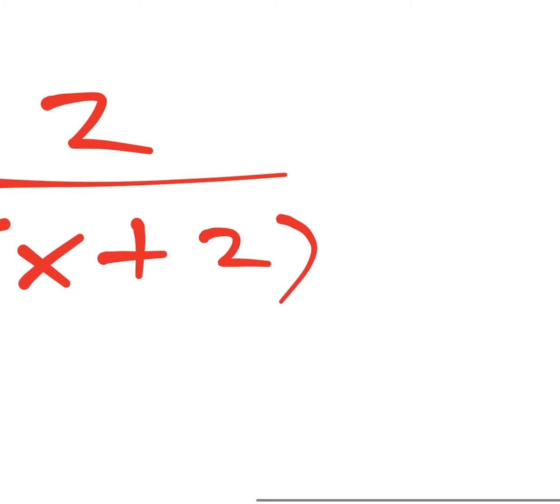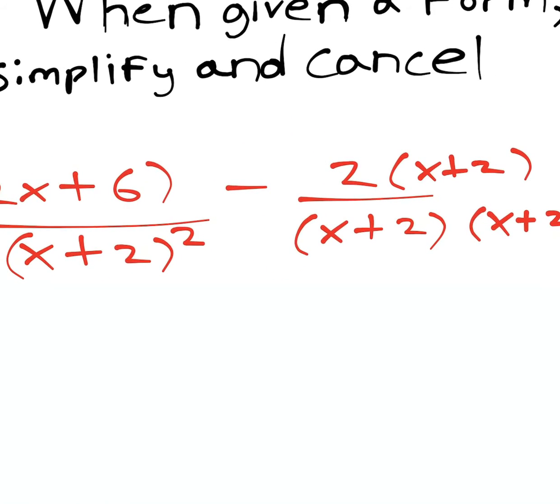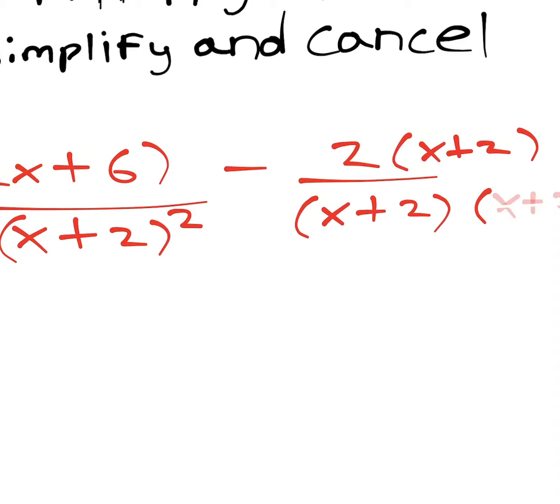So if I write that here, I get 2 times x plus 2 over x plus 2 times x plus 2. Now what I'm going to do is just to make them so they're the same, I'm going to just write this as x plus 2 squared since they're equivalent. And so as you can see now, both of our denominators are equal, which means we can actually go ahead and subtract. So first what I'm going to do is I'm just going to FOIL the right side completely.